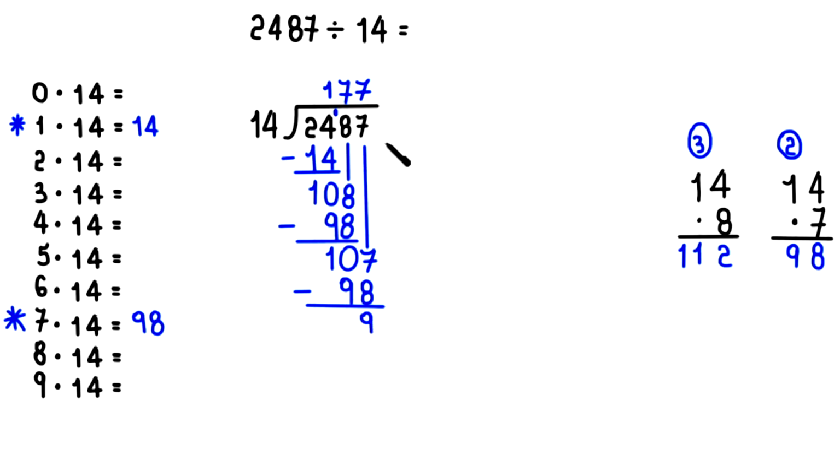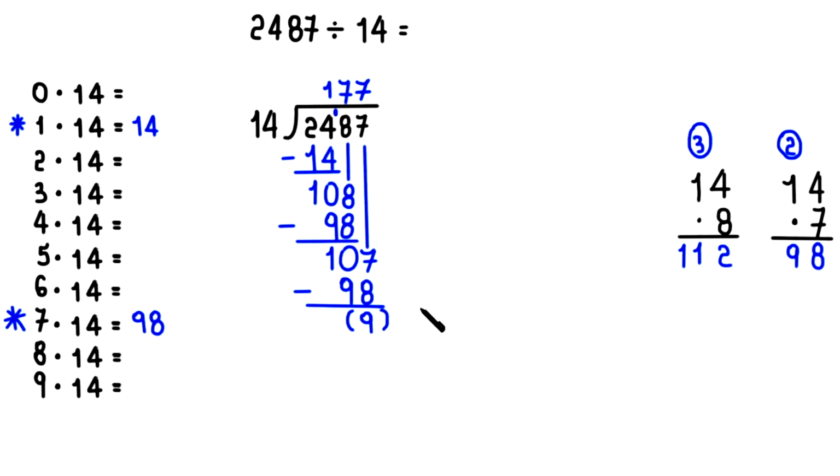Luca, are there any more digits to bring down? Do you see digits here? No. What does that mean? What is 177? It's the quotient. Yes, it's the quotient. I will ask again. What is 177 then? The quotient. And what is 9? It's a remainder. Great, great.